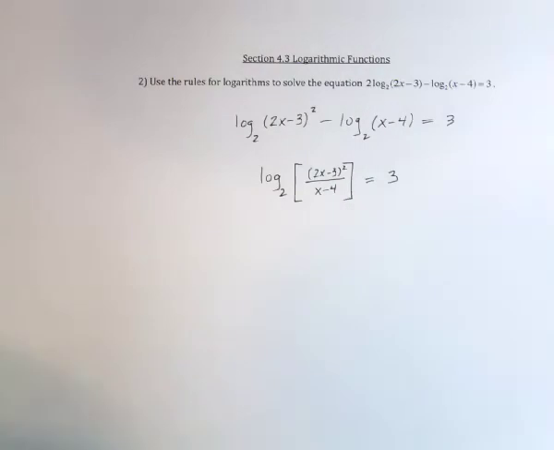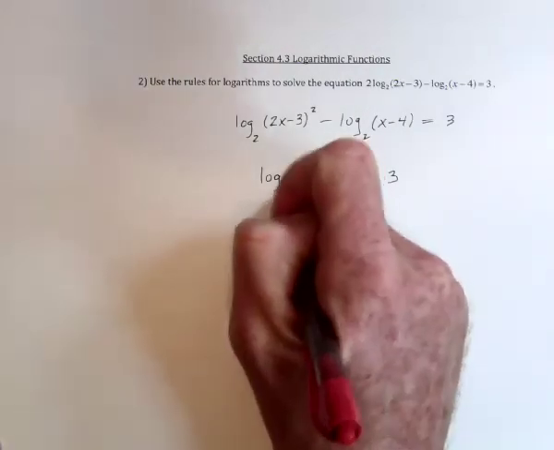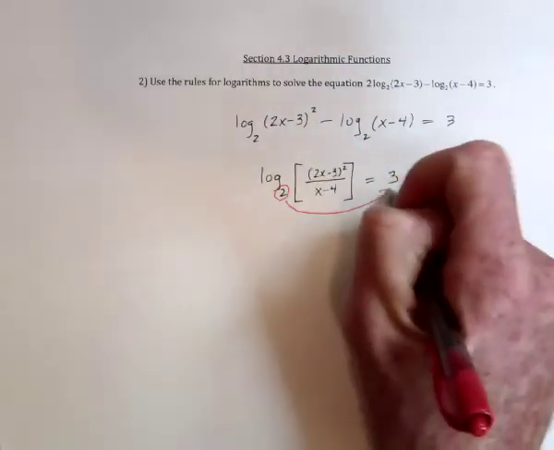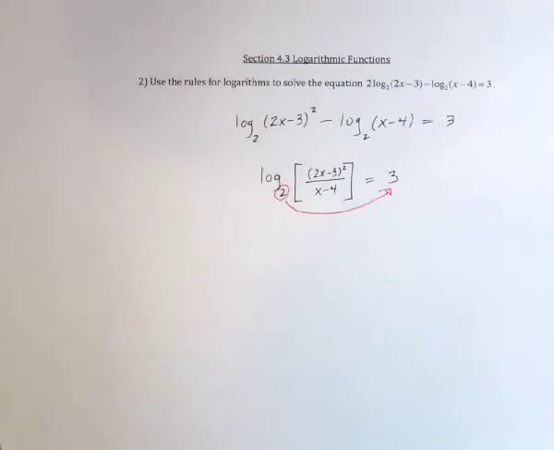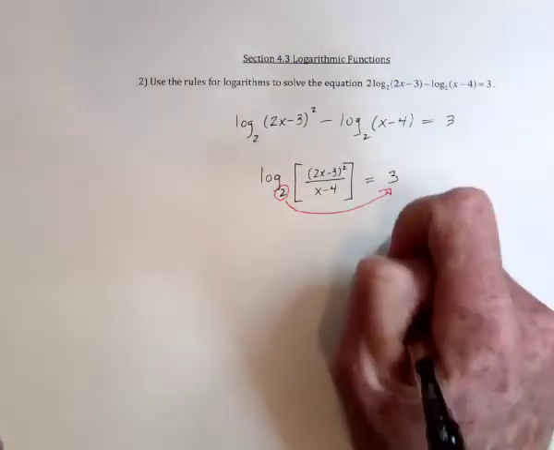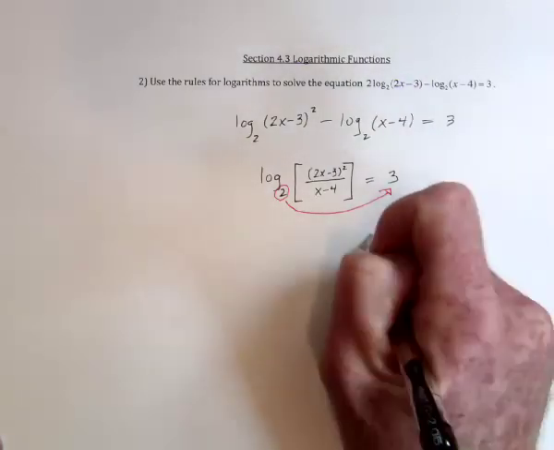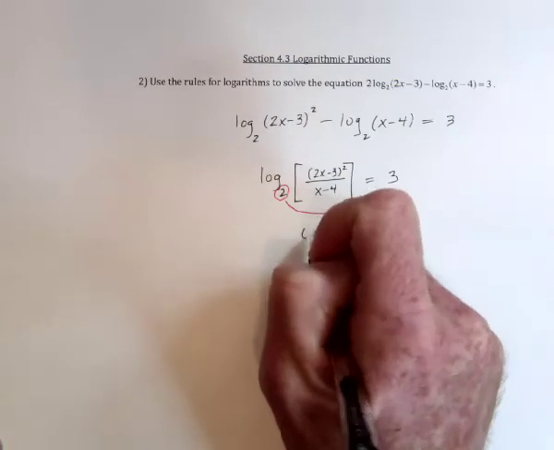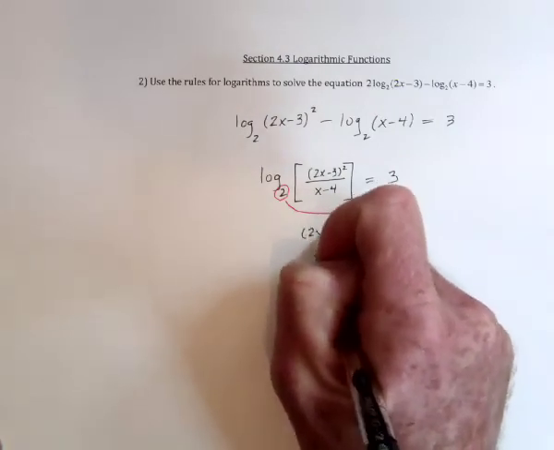And the next thing to do is say the base is 2, raise it to an exponent of 3, and that's an 8. And now we're done with the logarithm. The rest of the problem is going to be algebra.